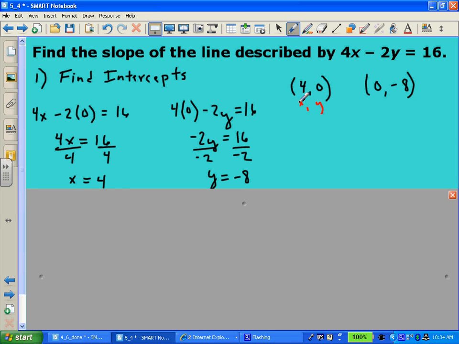So now you can see I have ordered pairs, and I can label them x1, y1, x2, y2, and then I can use my slope formula. So we got negative 8 minus 0 over 0 minus 4. So that's negative 8 over negative 4, which would be 2. Alright, so we find the intercepts, and then that gives us two ordered pairs, and then we use that to find the slope. Okay?